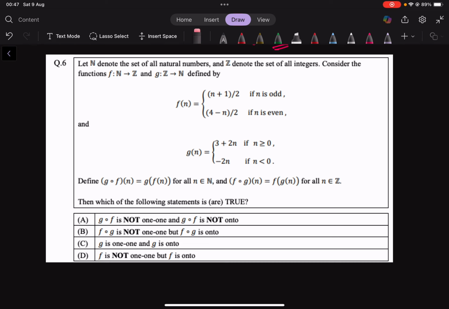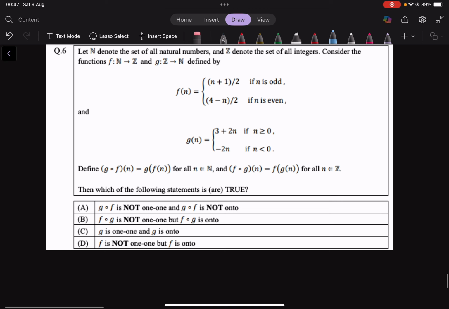We were given f of n is (n plus 1)/2 if n is odd, and f of n is (4 minus n)/2 if n is even, and g of n is 3 plus 2n if n is greater than or equal to 0, and minus 2n if n is less than 0. And we have g of f of n and f of g of n, and we are asked about their nature.